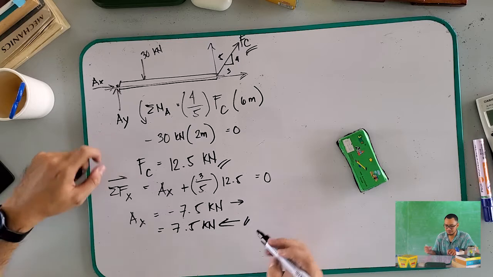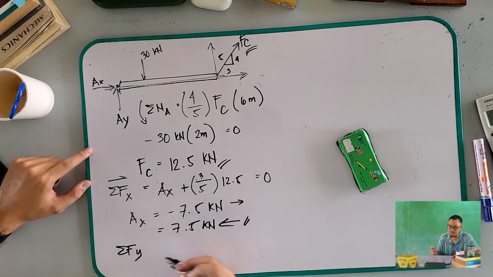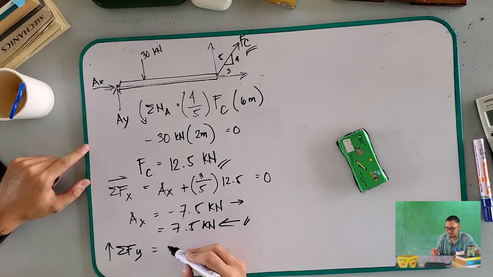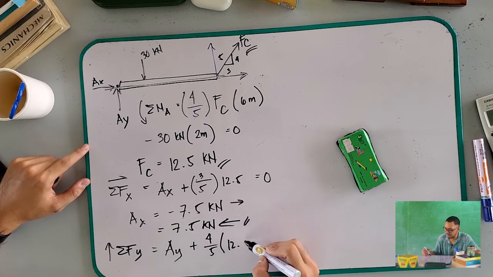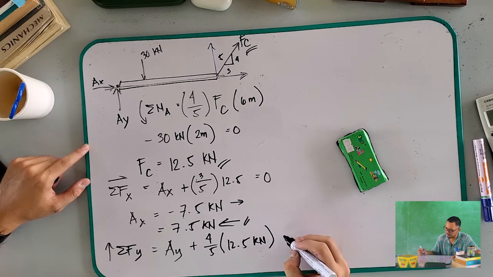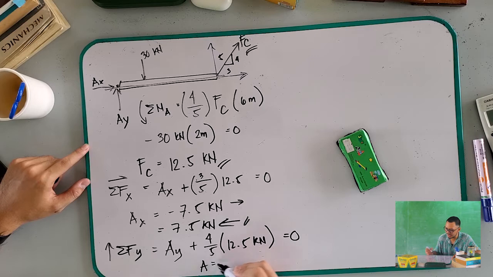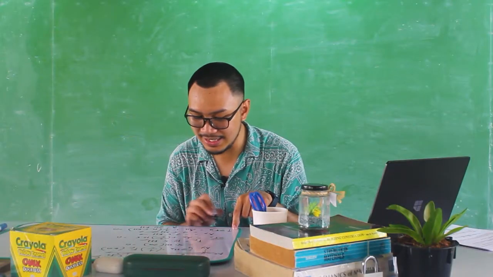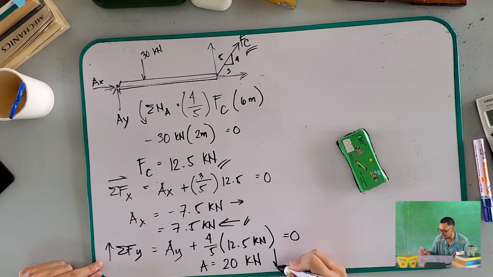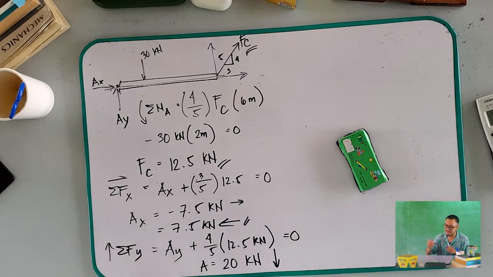Next, summation of forces along y. Summation of forces going up is equal to AY plus 4/5 of 12.5 kilonewtons equals 0. So our answer for AY is negative, therefore the answer for AY should be 20 kilonewtons. Since it is negative going up, we take it as positive going down. We have answers, but we're not done yet, because this is not what we are looking for.